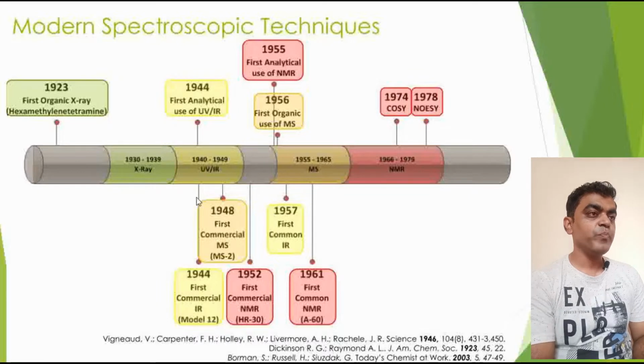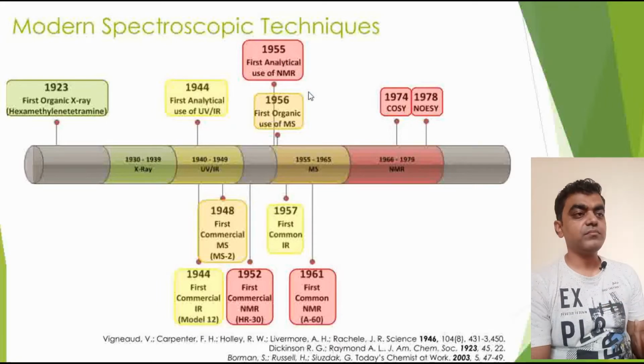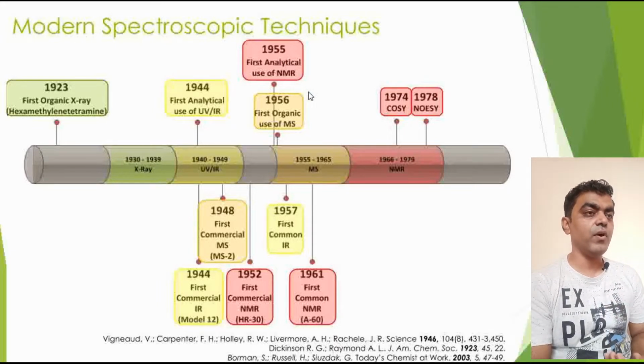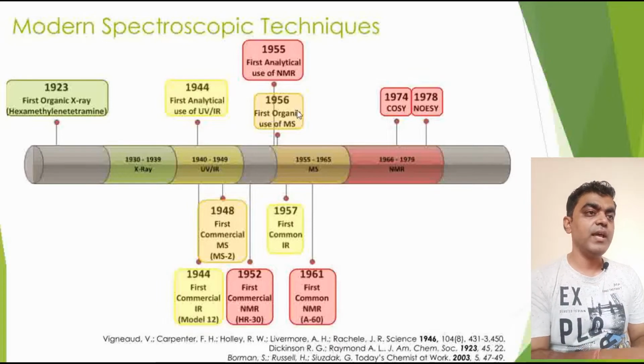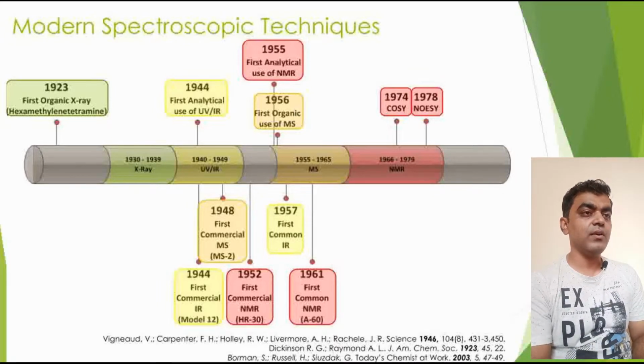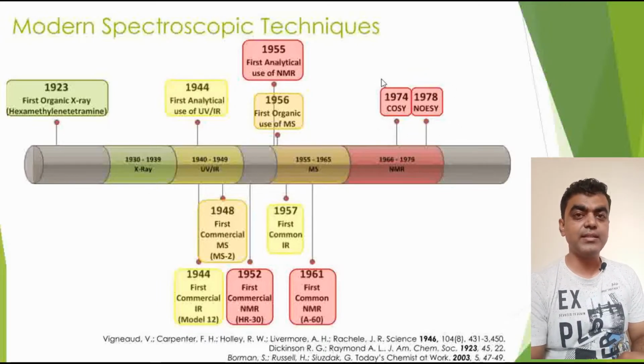The first analytical use of NMR was in 1955, and as time evolved, the requirements also evolved, and in the later stage they all settled down to 2D NMR. So this is COSY and NOESY, and COSY and NOESY are definitely 2D NMR techniques. So today I'll be focusing on these 2D NMR techniques.